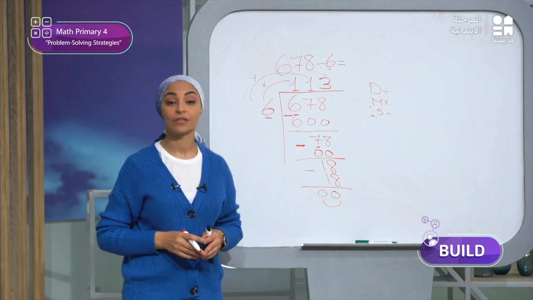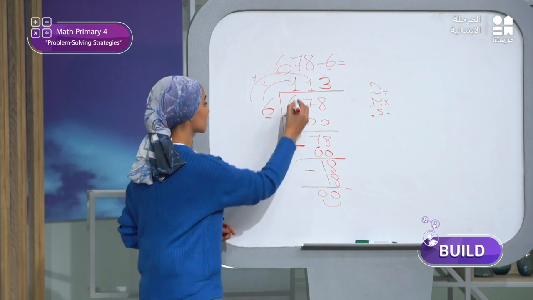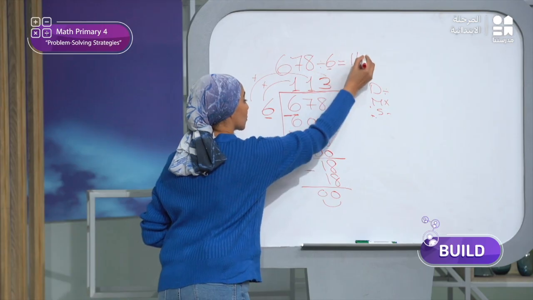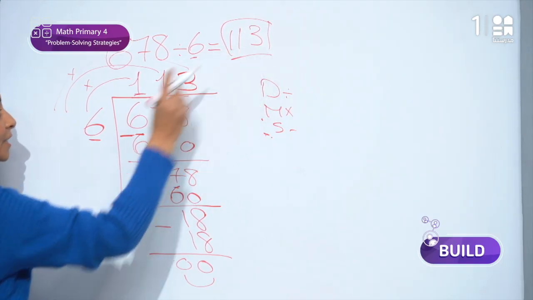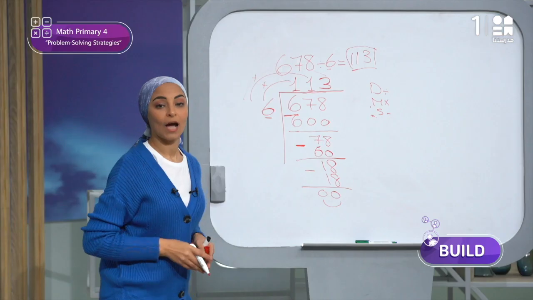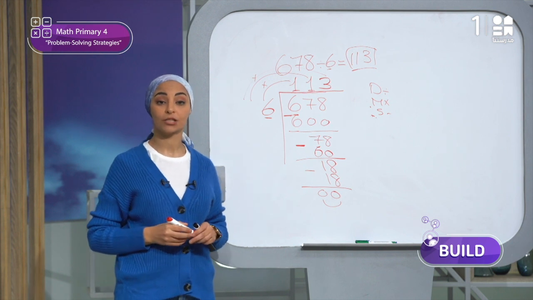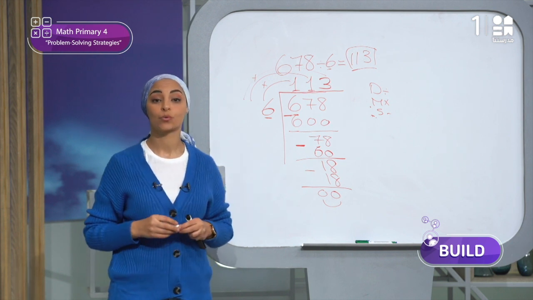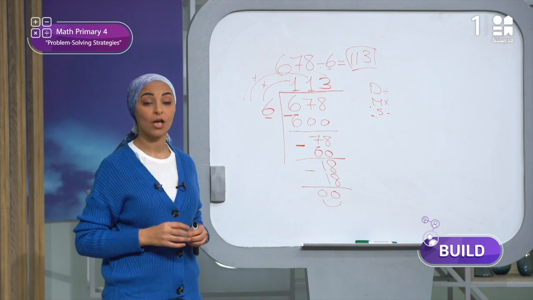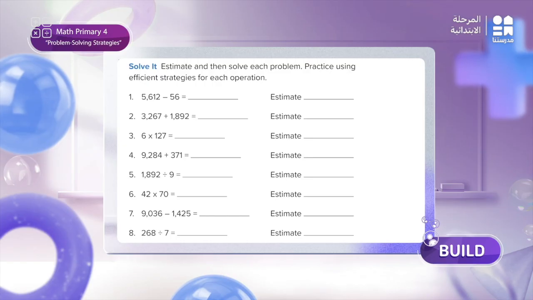So the answer of this problem is what? It is 113, and I don't have any remainder. And now, after remembering some of the strategies we have learned, let's head to the activity Solve It on page 332 in your school book.